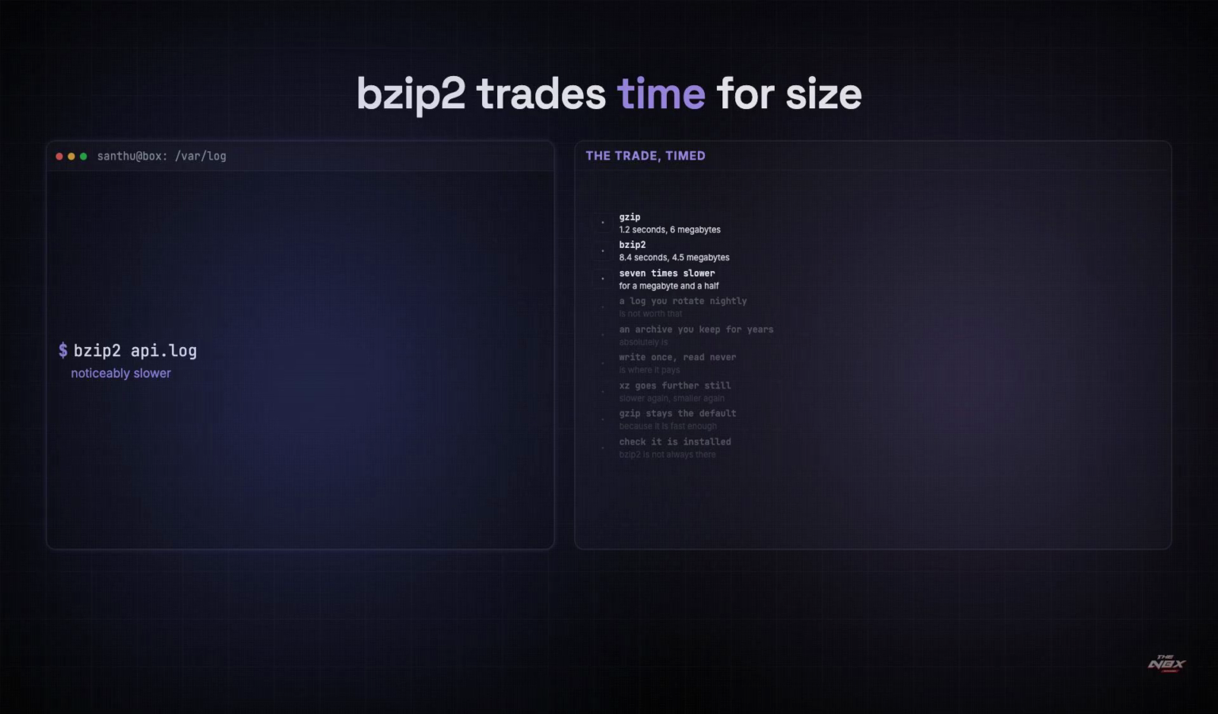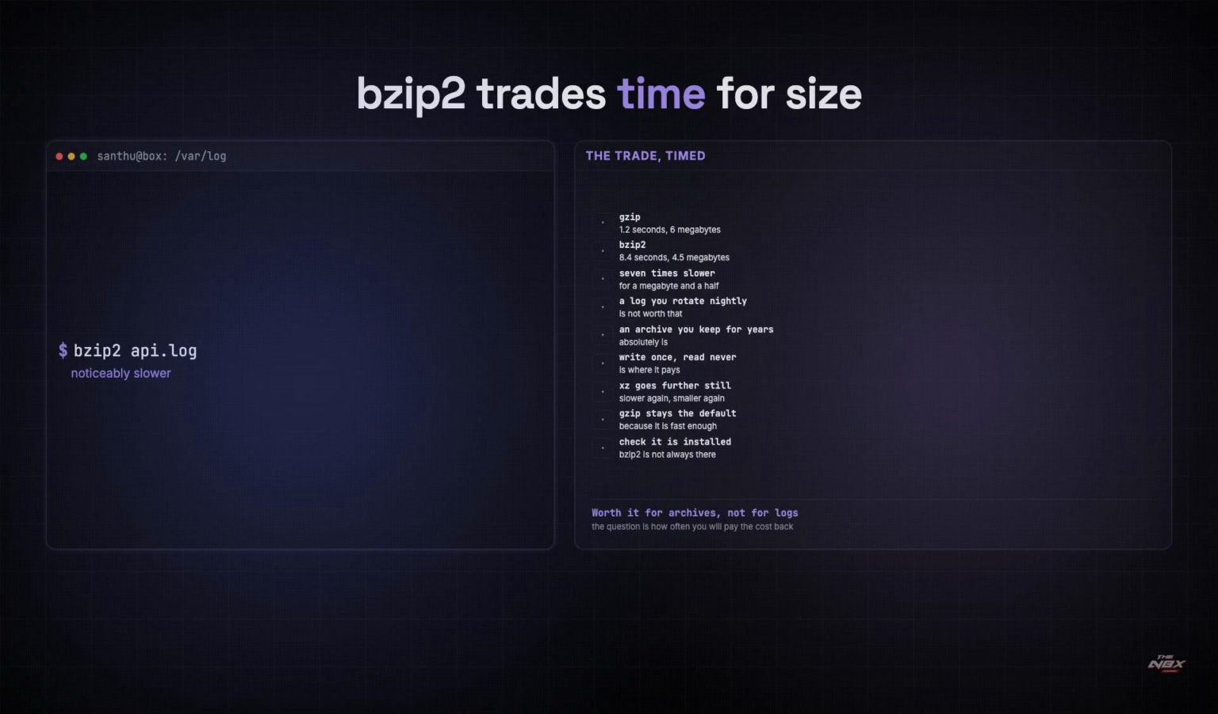For a log you rotate nightly, it's a waste. For an archive you keep for 7 years, it's obviously right. Write once, read almost never, is where it pays. xz goes further still. But gzip stays the default because it's fast enough and always installed. Match the compressor to how often you pay the cost back. gzip for anything you touch often, bzip2 or xz for anything you're storing and forgetting.